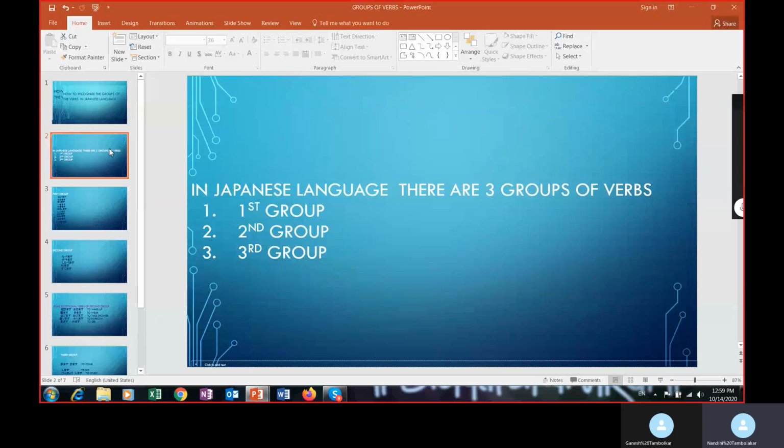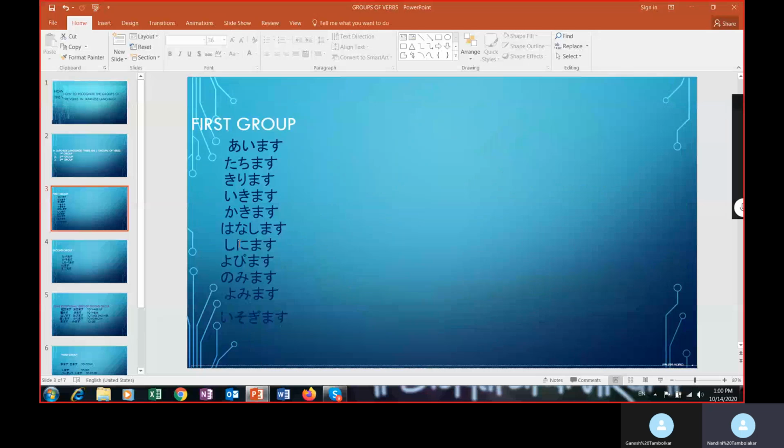There are three groups in Japanese. The first group is known as Godan Doshi. The second group is Ichidan Doshi, and the third group is Fukisoku Doshi. Okay, so here we can say first group, second group, and third group only. So how to recognize the first group, what is the rule to recognize the first group?